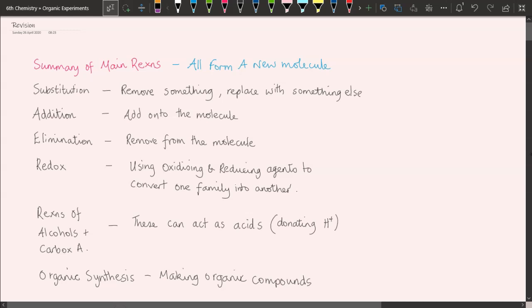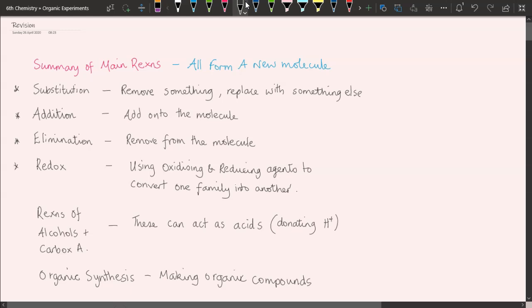I tried to summarize all the main reactions for you. I'm not going to spend a huge amount of time on this particular part. But all of these form a new molecule. You've got substitution reactions and addition reactions. With substitution reactions you remove something and replace it with something else. Addition reactions add on something. Elimination reactions, you take something away from the molecule, like water for example.